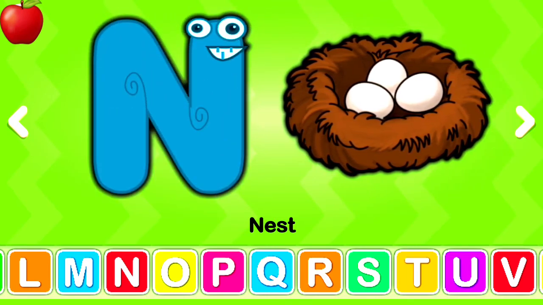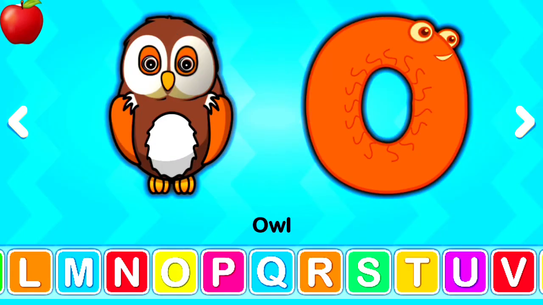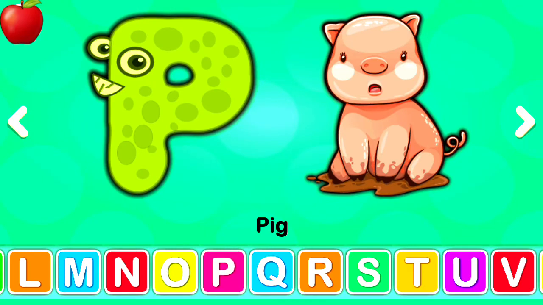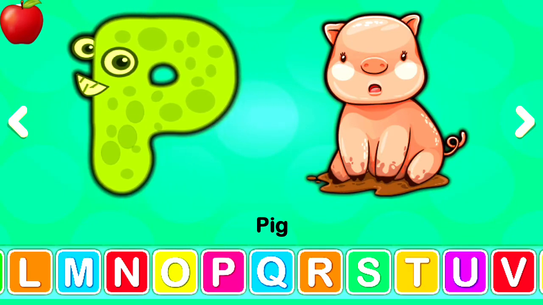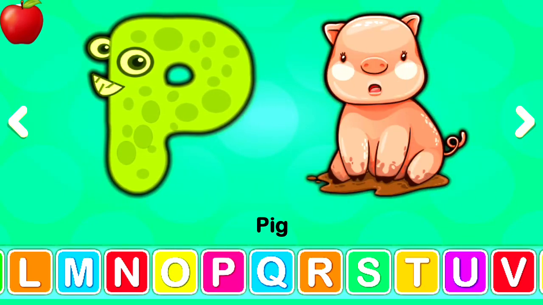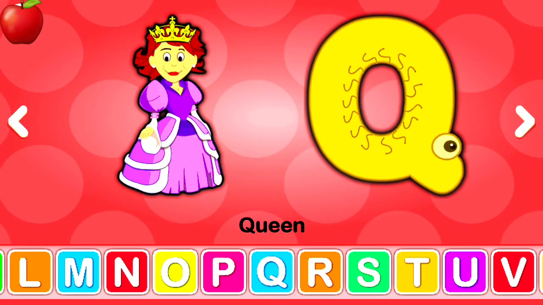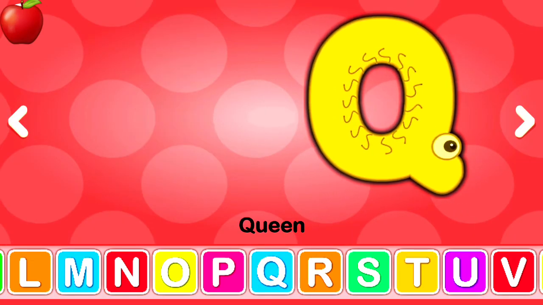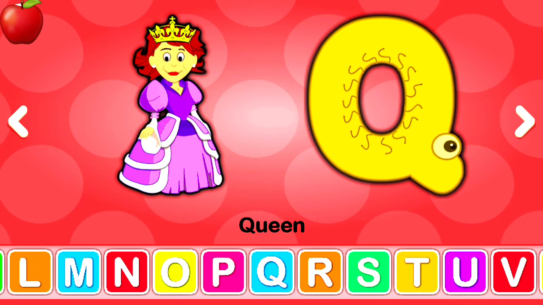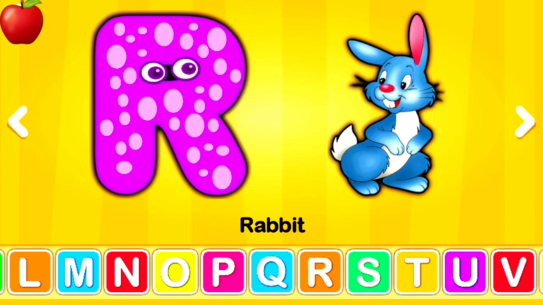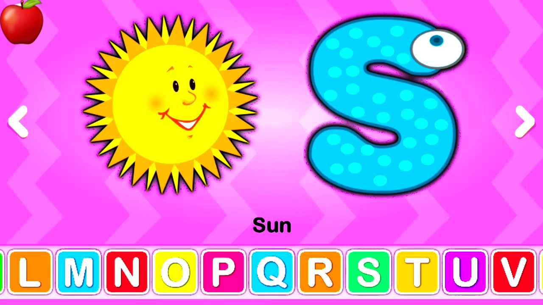O for owl. P for pig. Q for queen. R for rabbit. S for sun.